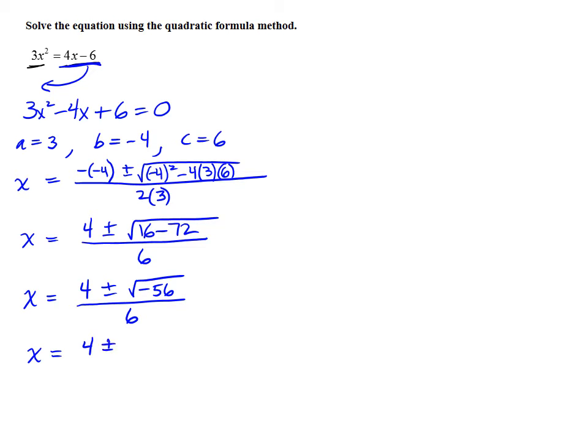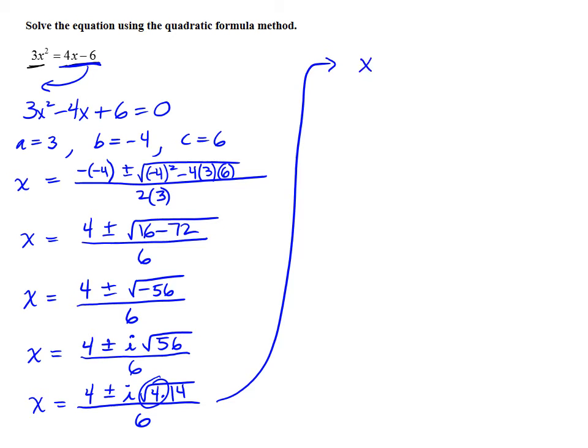The trick for simplifying this is to remember that the square root of negative 1 is just i, so I'm going to pull out the i and leave in the 56. 56 will simplify because it has a perfect square of 4 inside it. So I have 4 plus or minus i times the square root of 4 times 14, all over 6. Now the square root of 4 is really just 2, so I'm going to have x equals 4 plus or minus i times 2 times the square root of 14, all over 6.